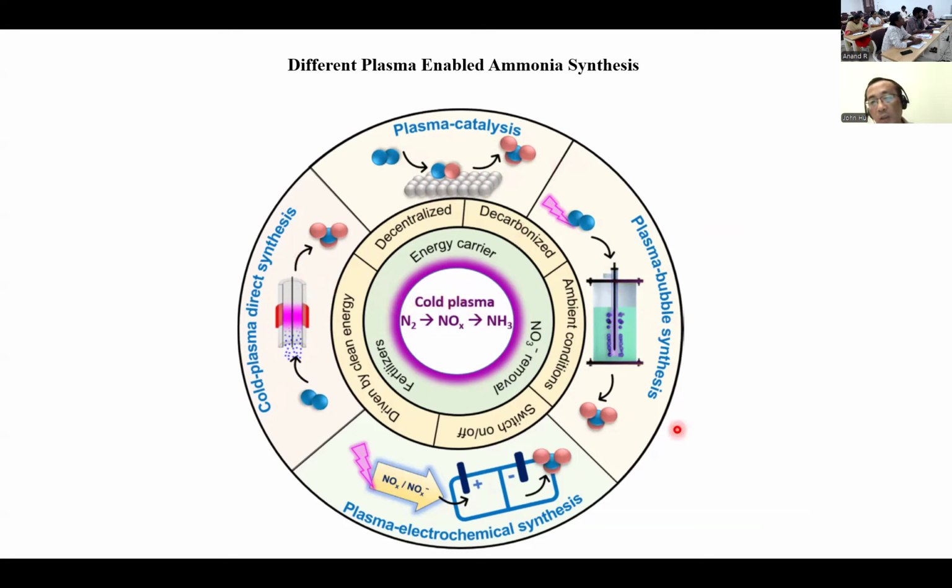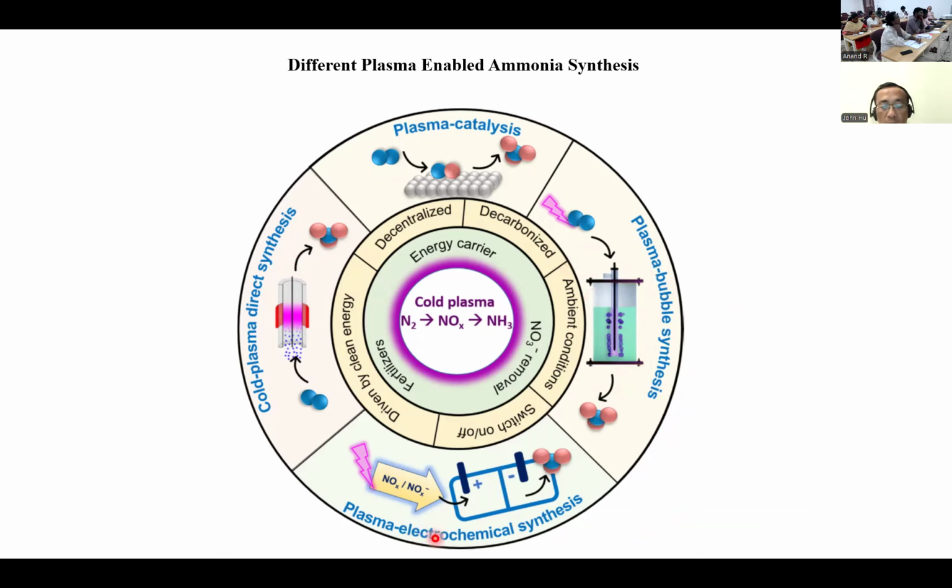But there's another scenario. You can do this in the bubbling, liquid phase, which means you have water and nitrogen, but you also generate plasma. You can generate plasma in the liquid phase. If you see this pink color, that's the plasma in the water phase, and then you can produce ammonia in that way as well. But in that case, you do need to bubble the hydrogen through the reactor. So these are different ways to generate plasma and make ammonia.